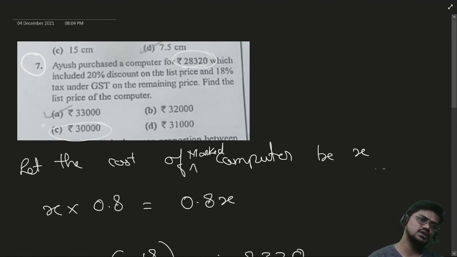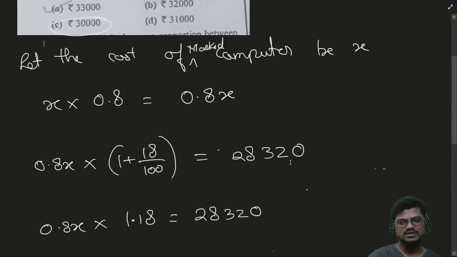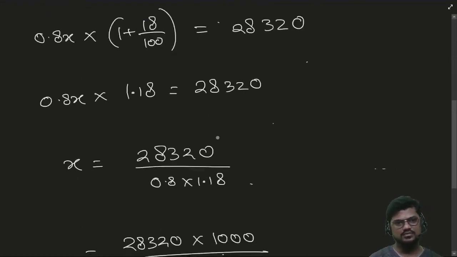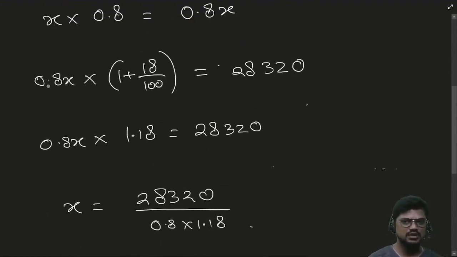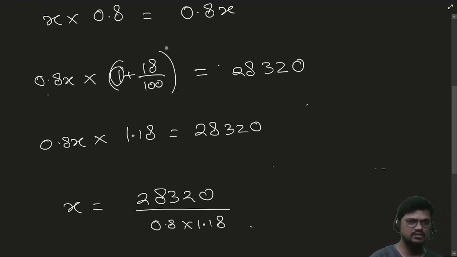So Daksh, what method did you apply? Please tell me. Sir, I wrote it as 80 upon 100 x plus 18 upon 100 into 80 upon 100 into x is equal to 28,320. Yeah, that is also fine. Instead of decimals, you went by fractions. See, it's the same thing: 0.8x into 1 gives 0.8x, and 0.8x into 0.18, the same thing you have written. I have taken them in the bracket. That's it. Got it? The same way it is.